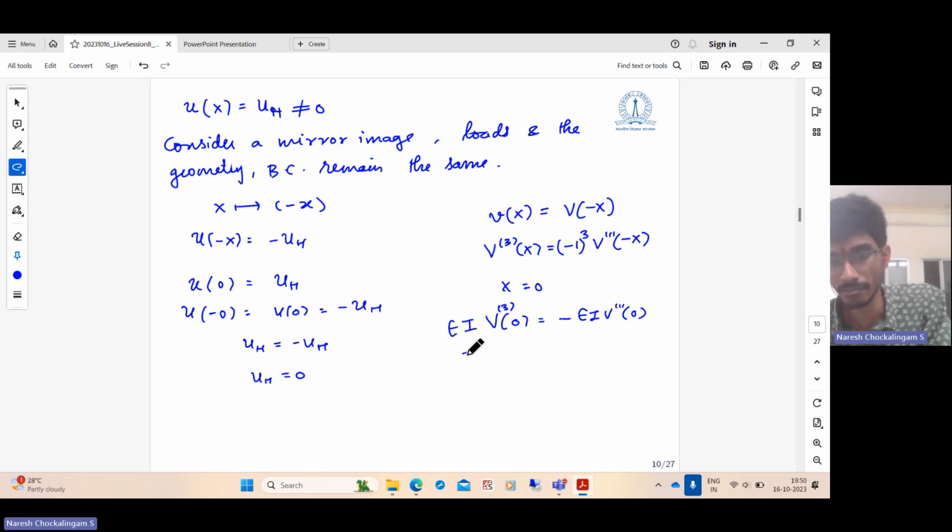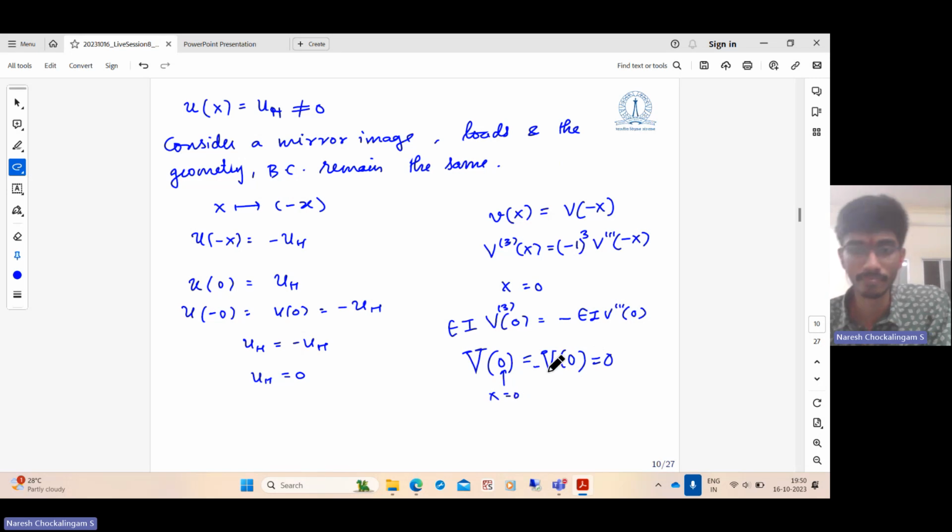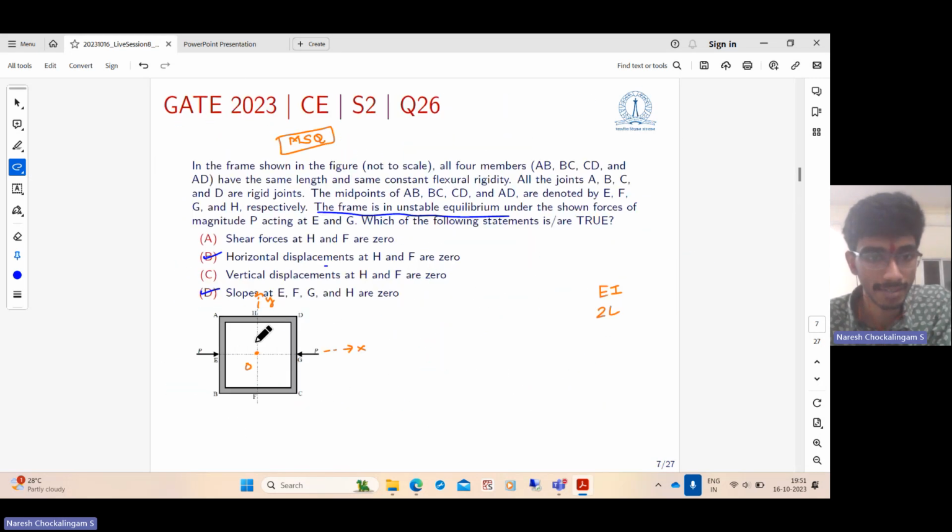But this is nothing but the shear force. So whenever X equal to 0, the shear force in the vertical direction should be equal to 0. So all along the y-axis, the shear force is 0. So option A is also correct. So the correct answer to this problem is A, B, and D.